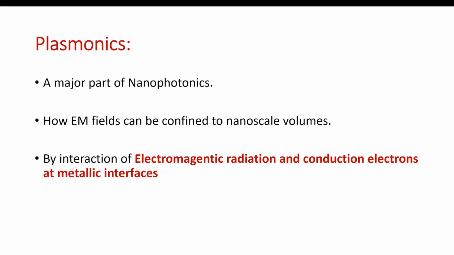This happens by the interaction of electromagnetic radiation and the conduction electrons at metallic interfaces. Whenever there is an interface of a metal and a dielectric, which can even be air or vacuum, light will fall on the metallic interface. The electrons at the interface will start oscillating, and then they will give back light, because electrons are charged particles and oscillation is a type of acceleration, and we know from basic electromagnetism that whenever a charged particle accelerates, it gives back light. So there is this self-sustained system going on.